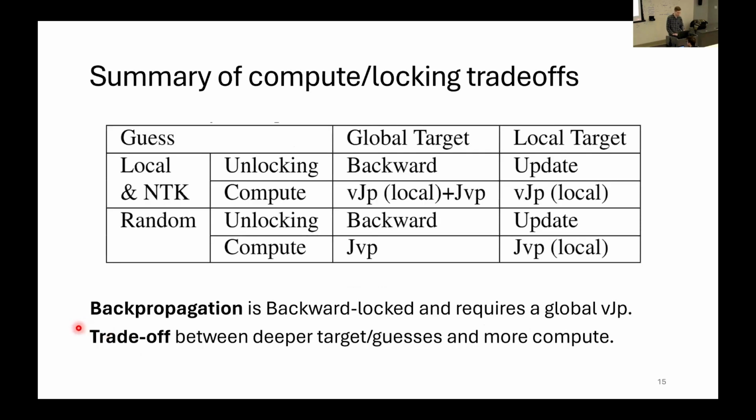I'm not going to spend too much time on this. Just know that there is a table if you want to look a bit more in detail. There's a trade-off, of course, in using deeper targets and less random guesses, since it uses more compute and locks more of the computation.